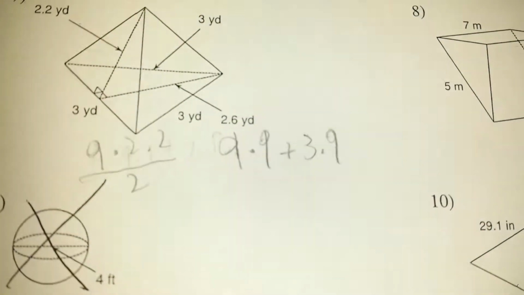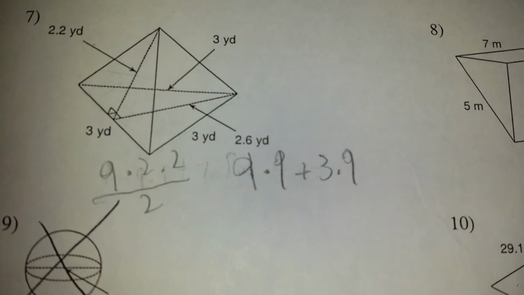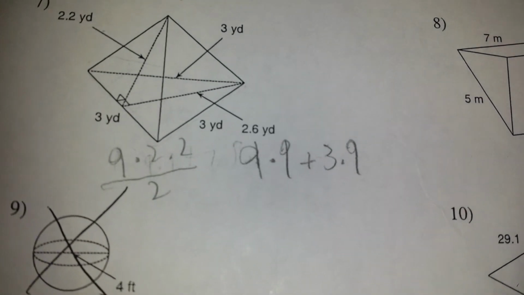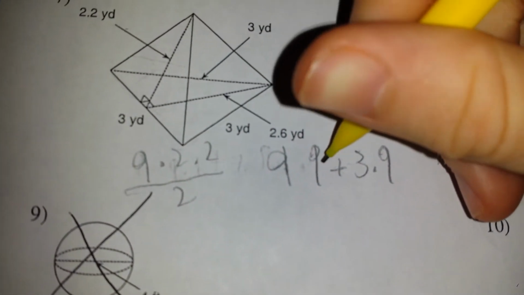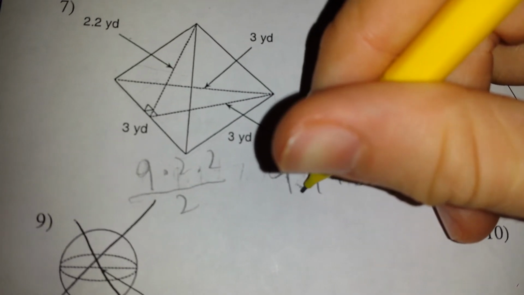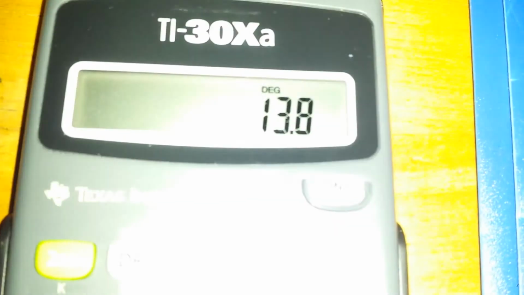So now we know that the surface area is 9.9 plus 3.9. I know it looks like 9 times 9, I'm sorry. And it is 13.8.